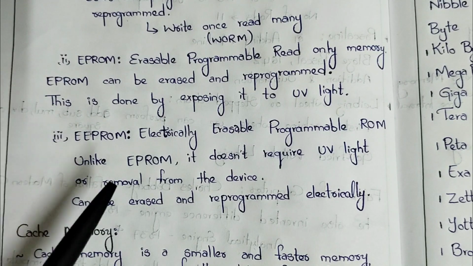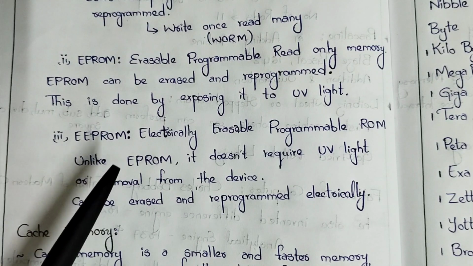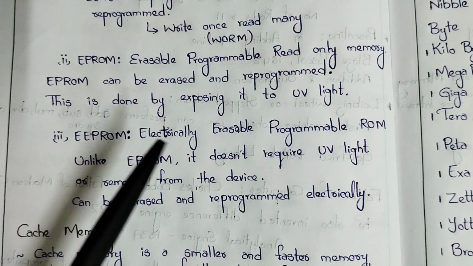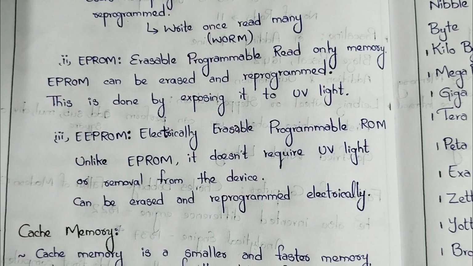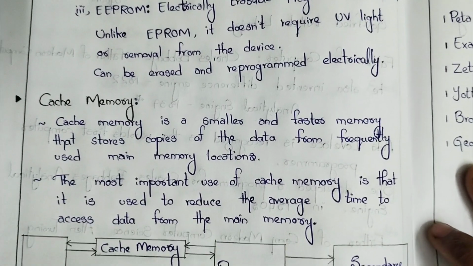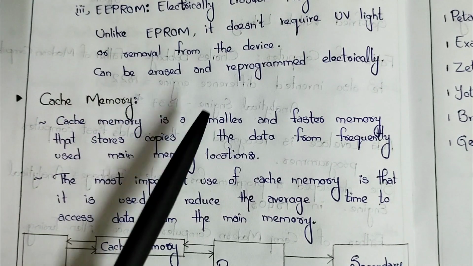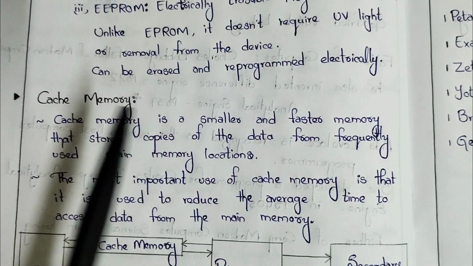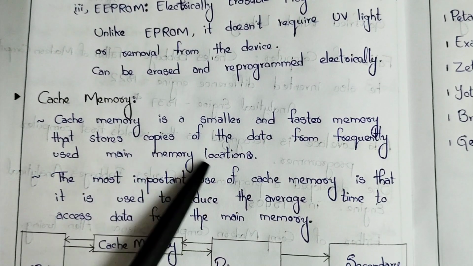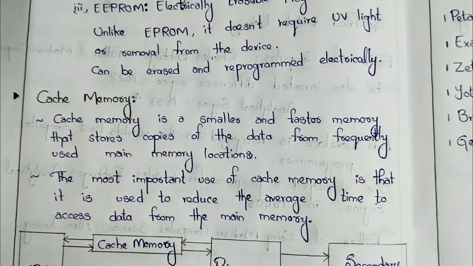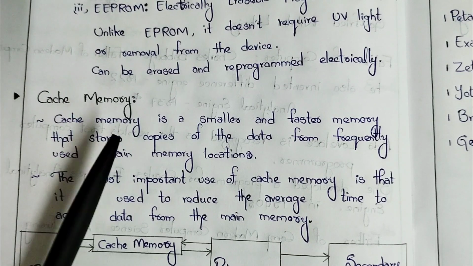So what were we discussing? We are discussing about the primary memory or main memory or internal memory. In that we have discussed RAM, ROM, and the types of ROM. Now we are going to discuss cache memory. Cache or cache memory is the smaller and faster memory that stores copies of data from frequently used main memory locations. Let's say, I will give you an example. I watch Tom and Jerry a lot.